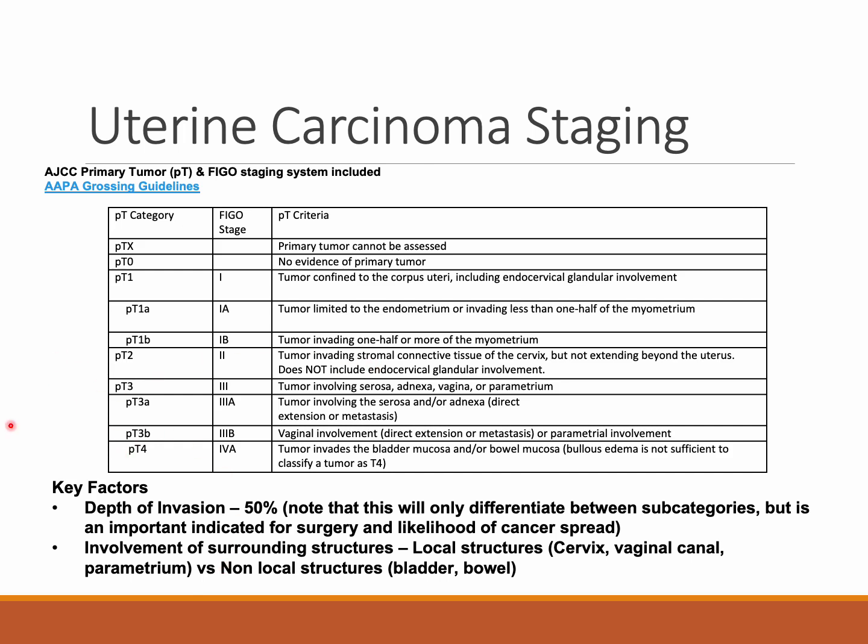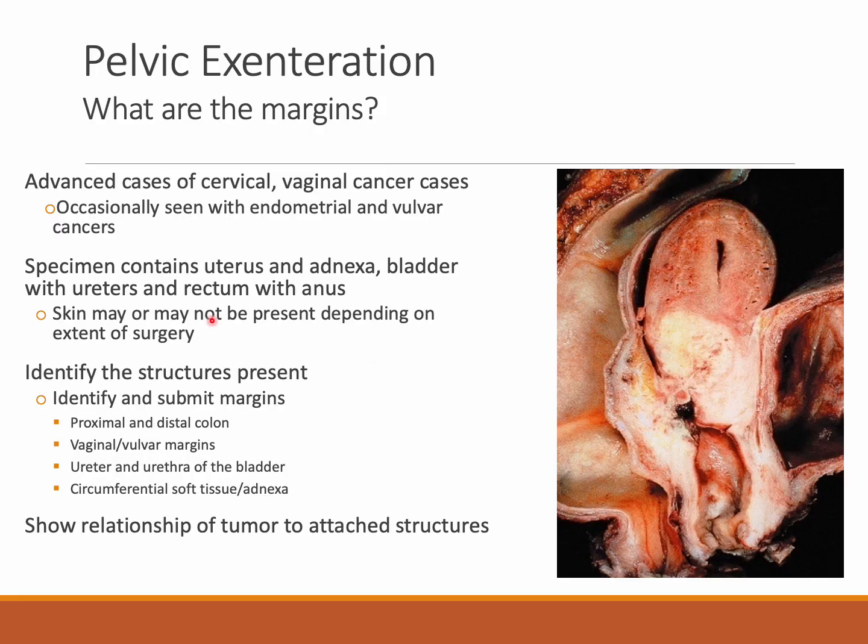Other than that, your staging is going to be associated with just general involvement. So look for the local structures, whether you're invading into the cervix or vaginal canal, and even to a great extent the perimetrium. And then when we talk about the pelvic exenterations, the T4s, that's when you start invading into the bladder and or bowel mucosa. So that's what we see here.